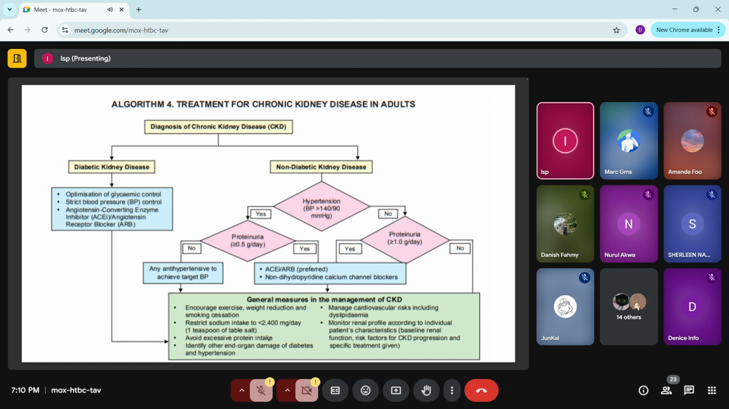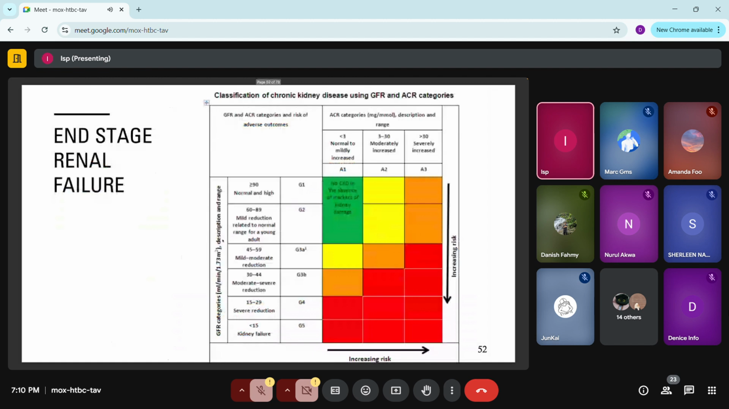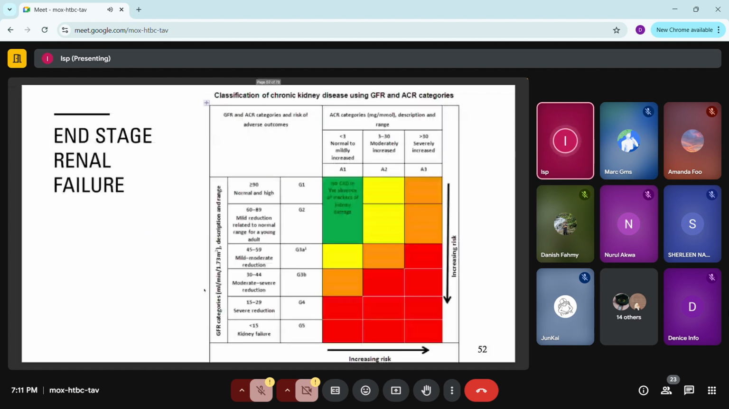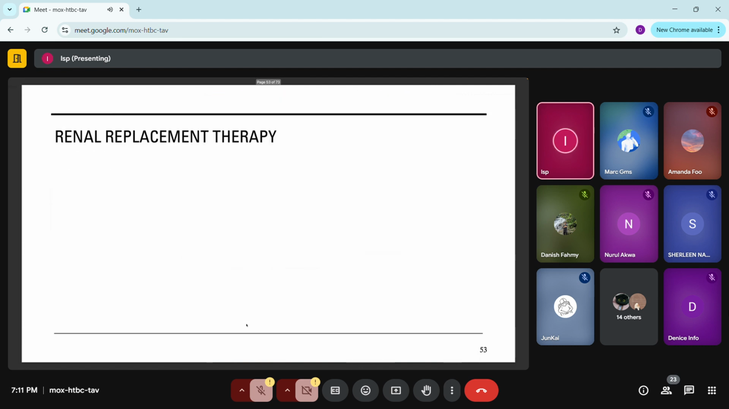Okay, this is very important. Again, this is the classification of chronic kidney disease using GFR. Don't need to remember the number. Just need to remember there are 5 classes of chronic kidney disease. Stage 5 is end-stage renal failure. Okay, so if the patient progresses into stage 5, the creatinine progresses to increase, the GFR progresses to less than 15. So what do we do for them?